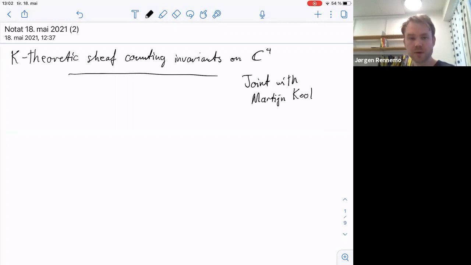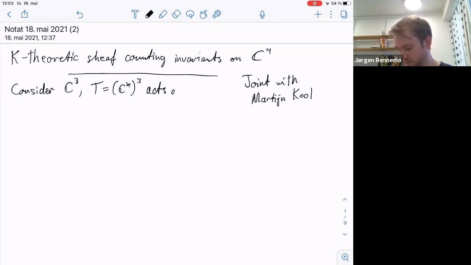So this is a story where we're doing something in dimension 4, which one was previously able to do in dimension 3. So the plan is to start this talk with some extended discussion of the parallel story in dimension 3. So we start by considering C3. We think of this as affine 3-space, and T, the standard 3-dimensional torus, acts on this.